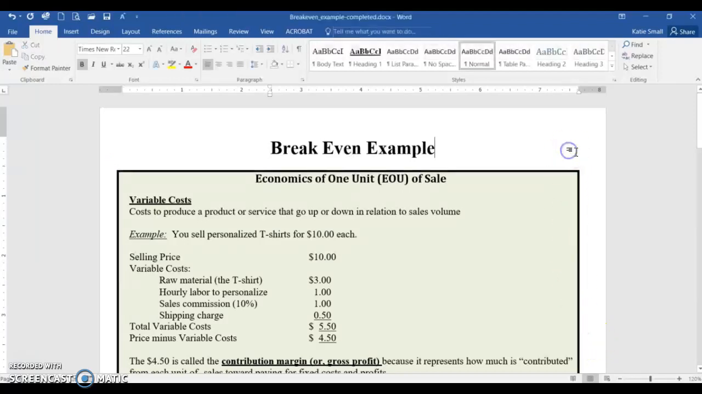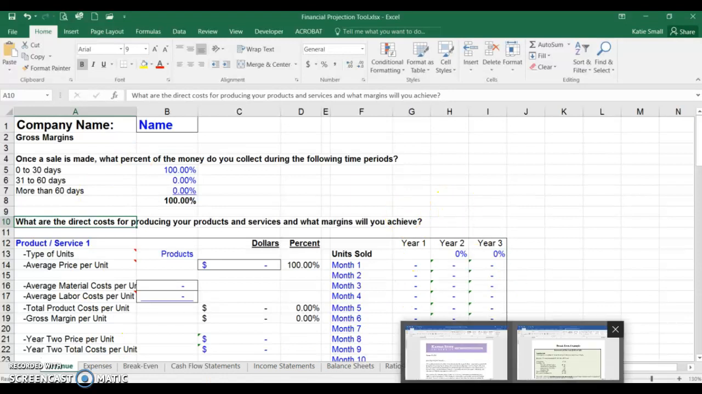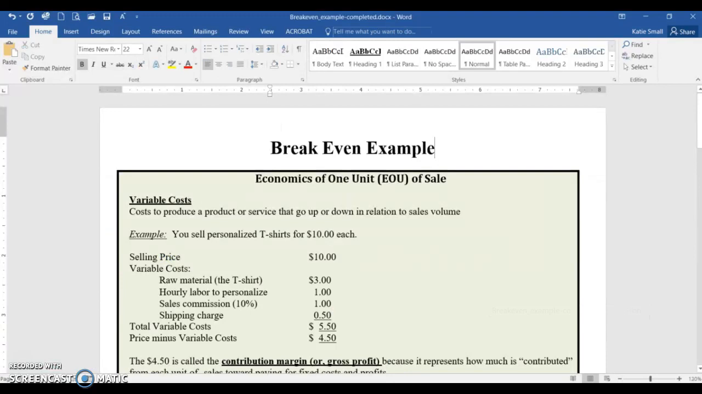This video is going to help you find the break-even point and time period so that you know if it's at 6 months, if it's year 2, year 3, and you'll have a better idea of that. So what we're going to do is take this break-even example that finds break-even in units and use this information to fill in the financial projection tool, which I have open here. That's an Excel file, and find the break-even point as far as time periods.